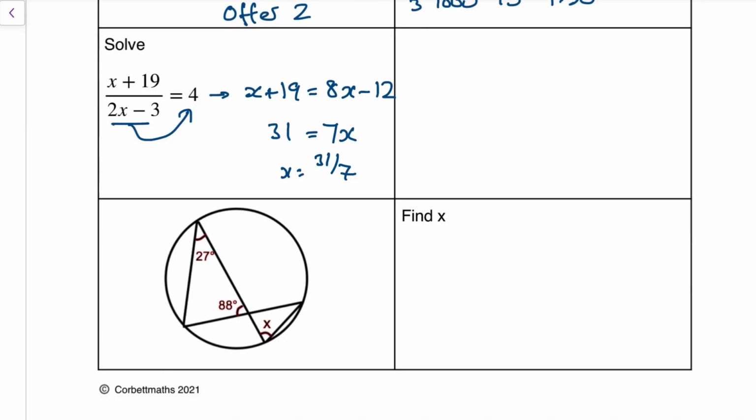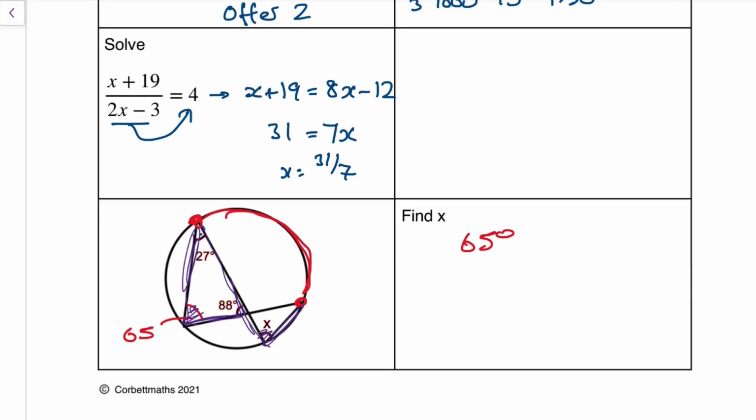Final one, find x. Okay, interesting. Now, this here is a triangle. So the first thing I can do is work out this angle here. This angle here is going to be 180 minus 27 minus 88, which is going to be 65. Now, it doesn't say give reasons, but this here is an arc. So there's my arc. Because these lines are subtended from the same arc, it must be the case that this angle is equal to this angle. So in other words, x is going to be equal to 65 degrees.